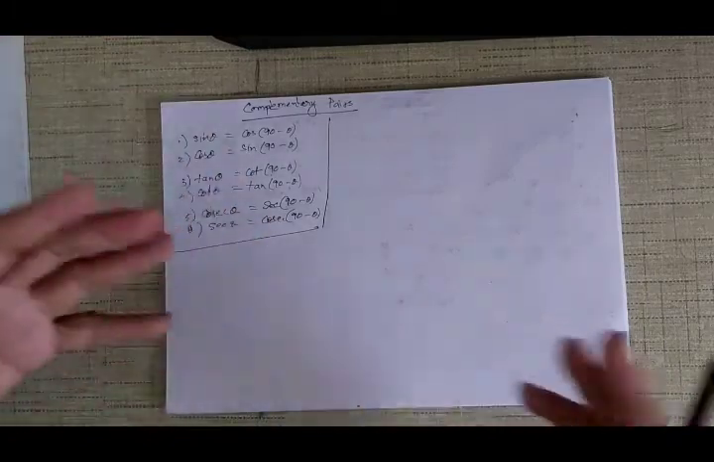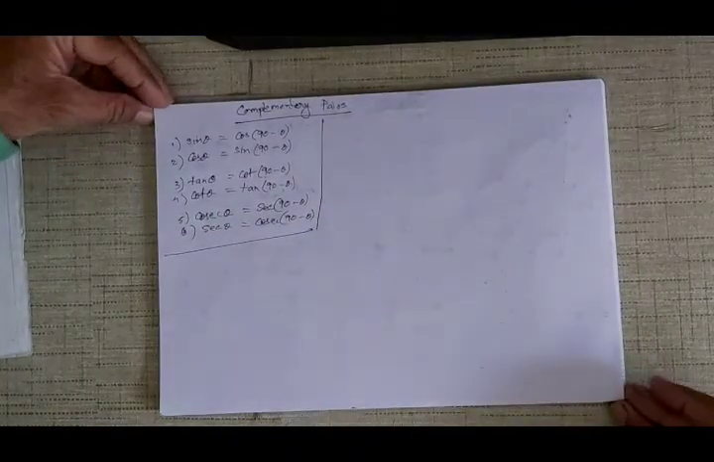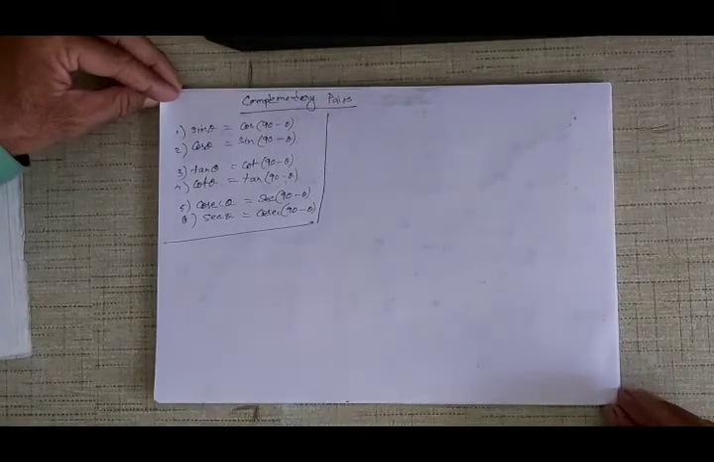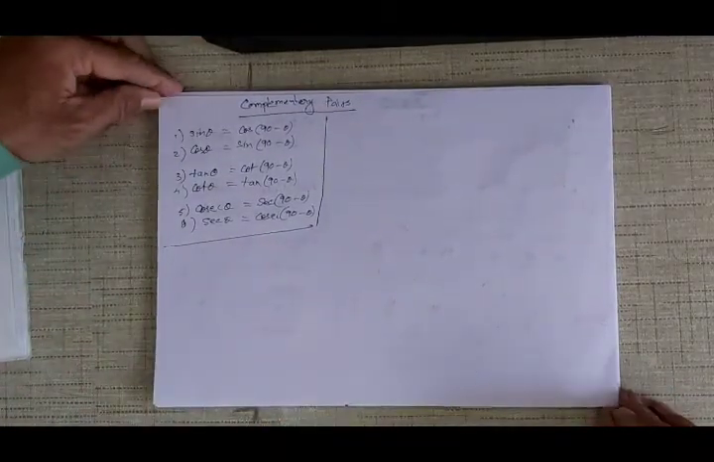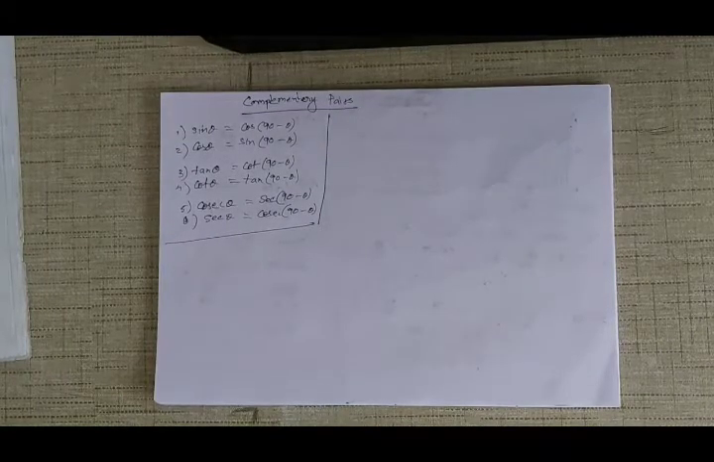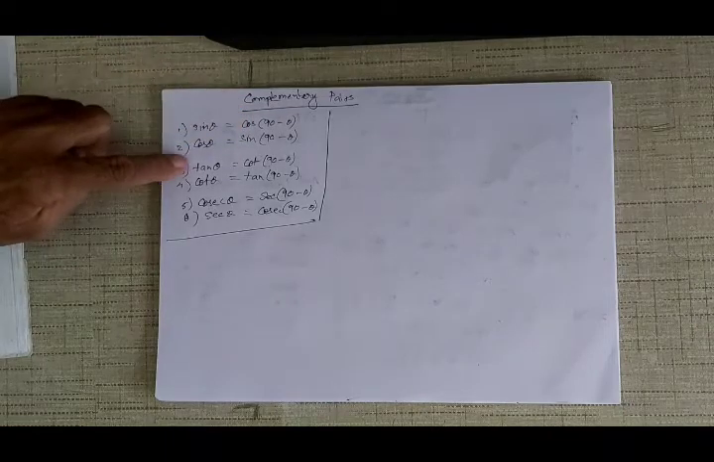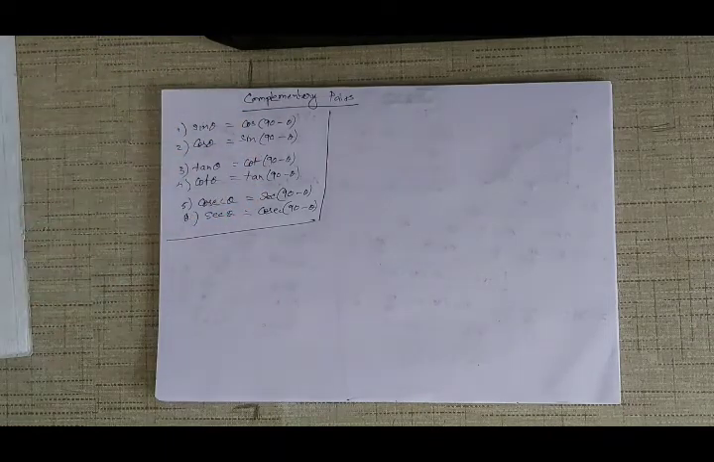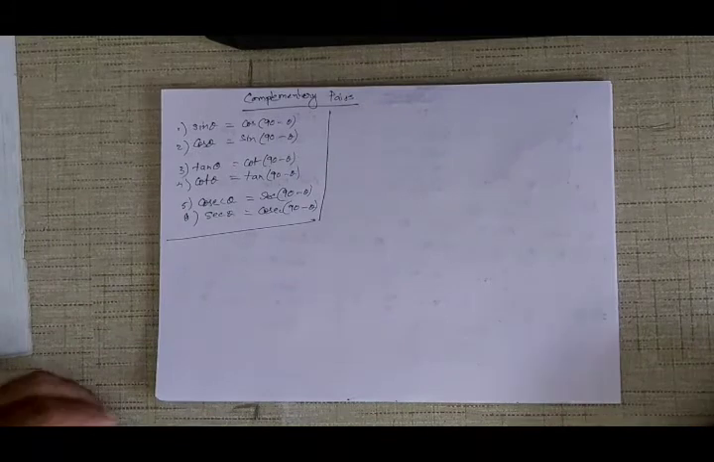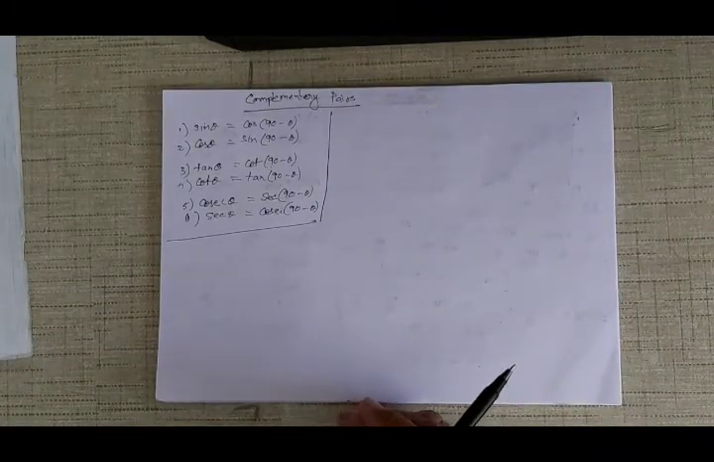This is what you have got to learn. I explained here how we got it, but this is what you really need to learn: what forms a pair of complementary angles. Sin and cos, tan and cot, cosec and sec form complementary pairs. Once you have understood that, you can do different problems based on it.